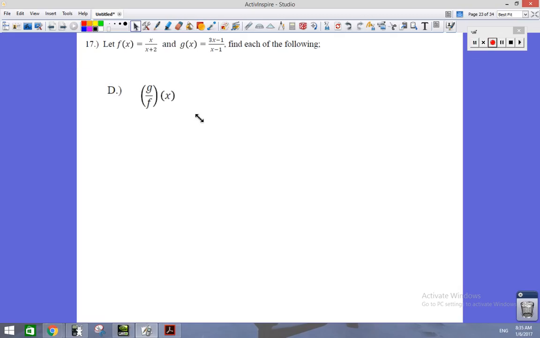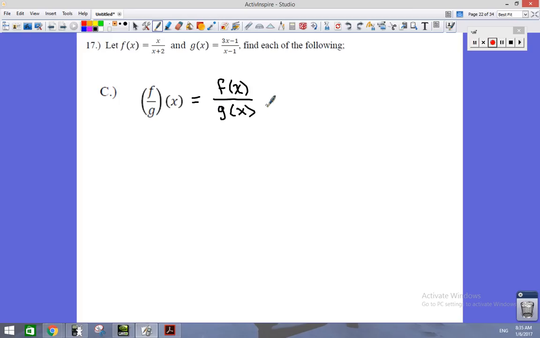It's that fraction only flipped. It's g of x over f of x. So once we have the answer here in C, we're just going to flip it to get our answer in D. So that's going to be the easiest way, I believe, to do this, right?